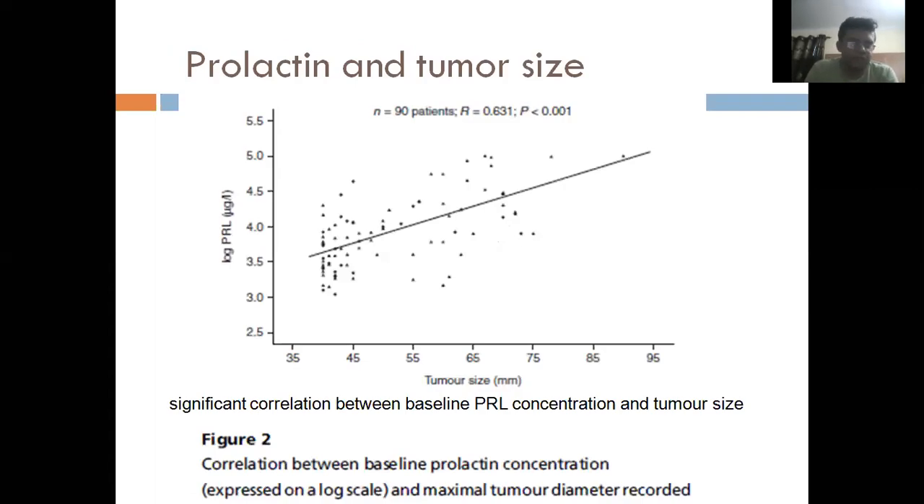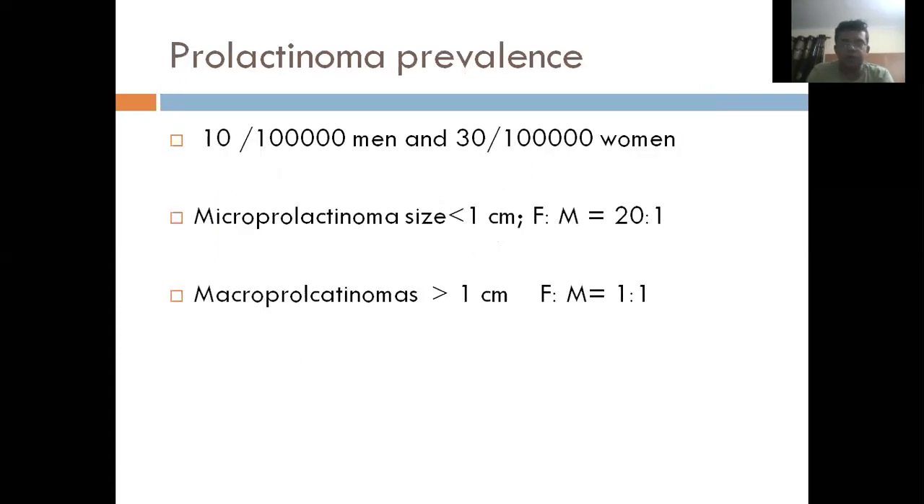Normally, there is a good correlation between the prolactin concentration and the tumor size. The larger the tumor, the higher the prolactin values. So prolactinoma prevalence, there you can see prolactinomas in 10 out of 1 lakh men and 30 out of 1 lakh women. If the tumor is less than 1 centimeter in size, that is true for all the pituitary tumors, it is called a microadenoma. If it is more than 1 centimeter, it is called a macroadenoma.